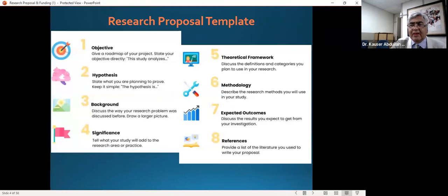And then we have a theoretical framework. If it relates to your work, it should be discussed, along with all the definitions and categories and the plan to use in your research. Methodology is an important part which shows the competence of the investigator, that indicates how well read or how accomplished the scientist or the principal investigator is. And so therefore you have to describe the research methodology properly.